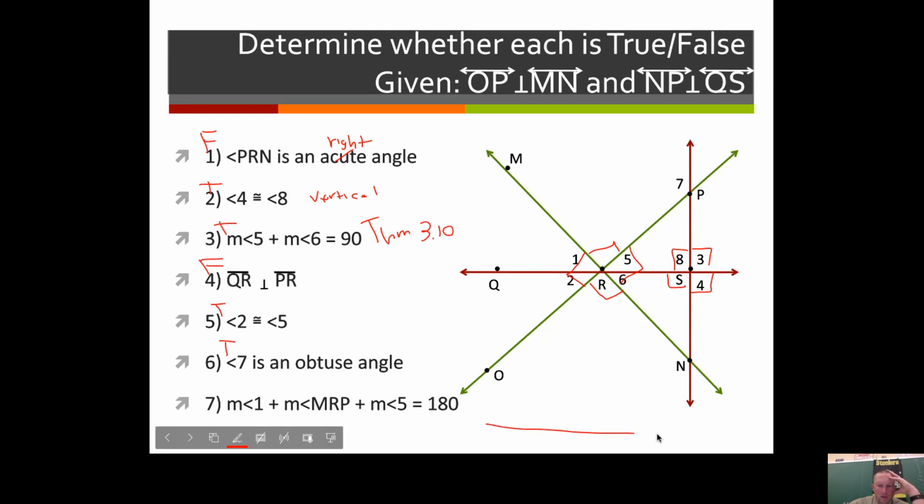If it helps you, you can redraw the picture. So angle 1, angle MRP, and angle 5, these three angles right here, they make that line. So that's true. We don't necessarily know their measures, but we know together they have to add up to 180.